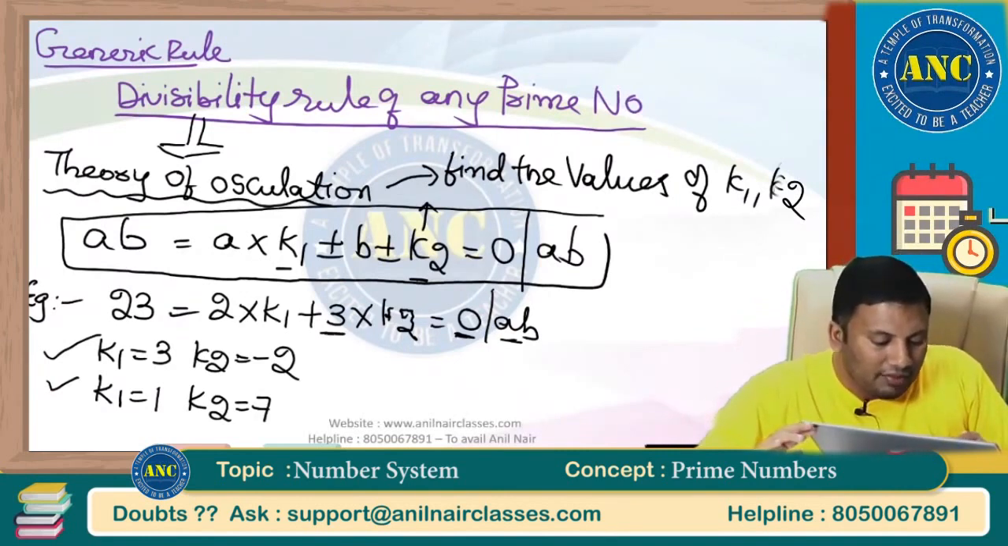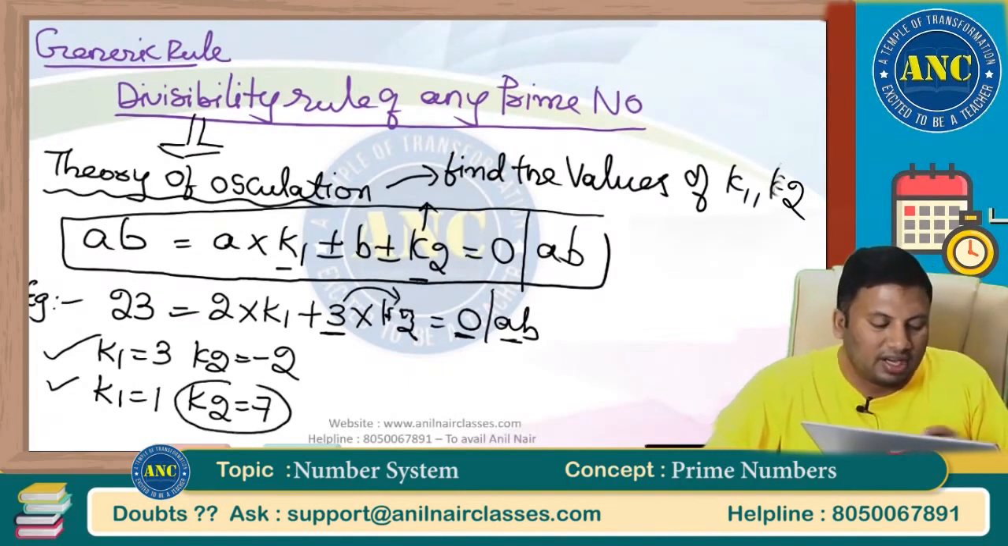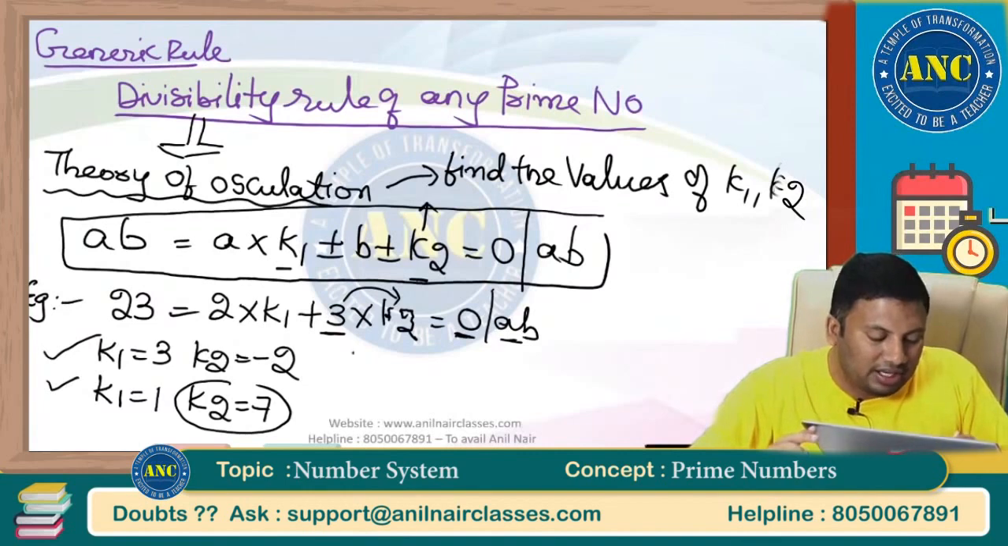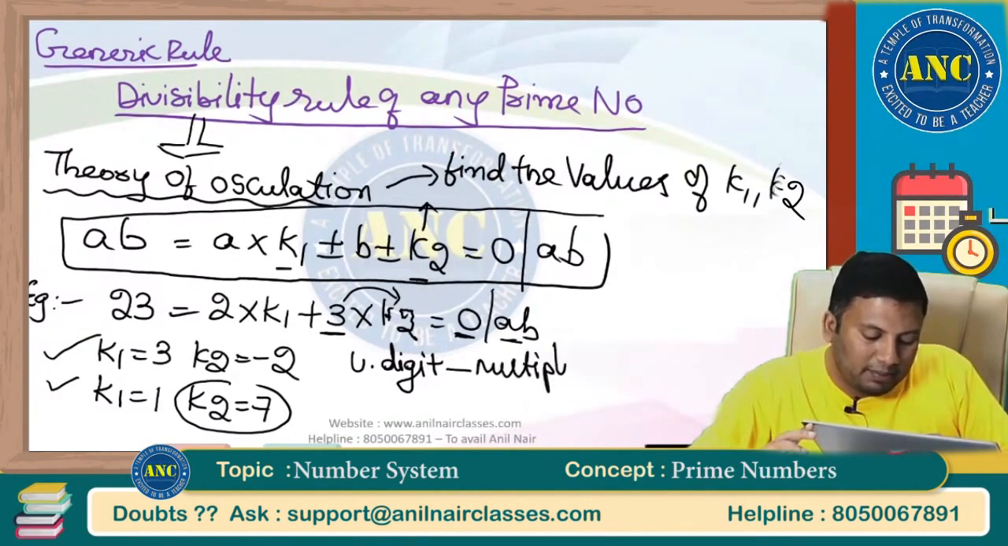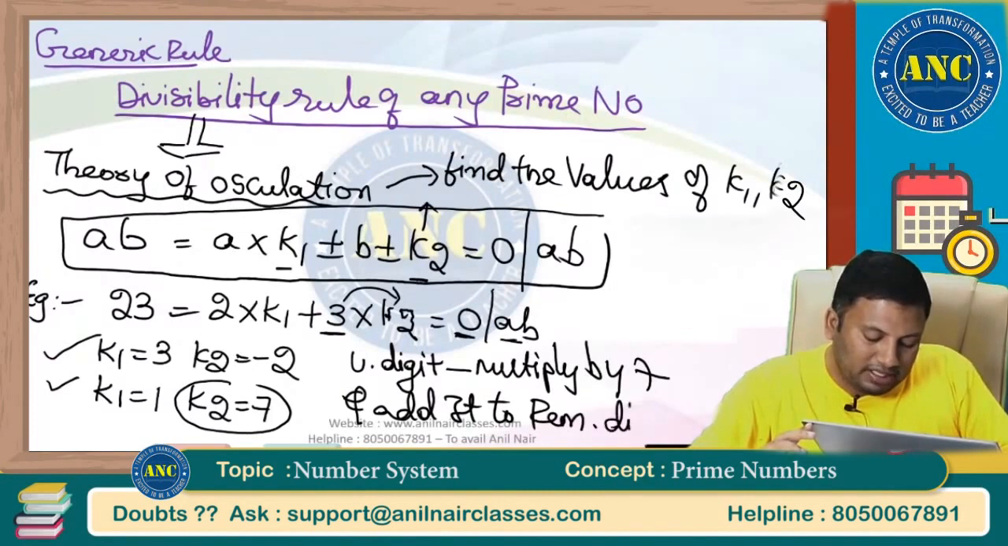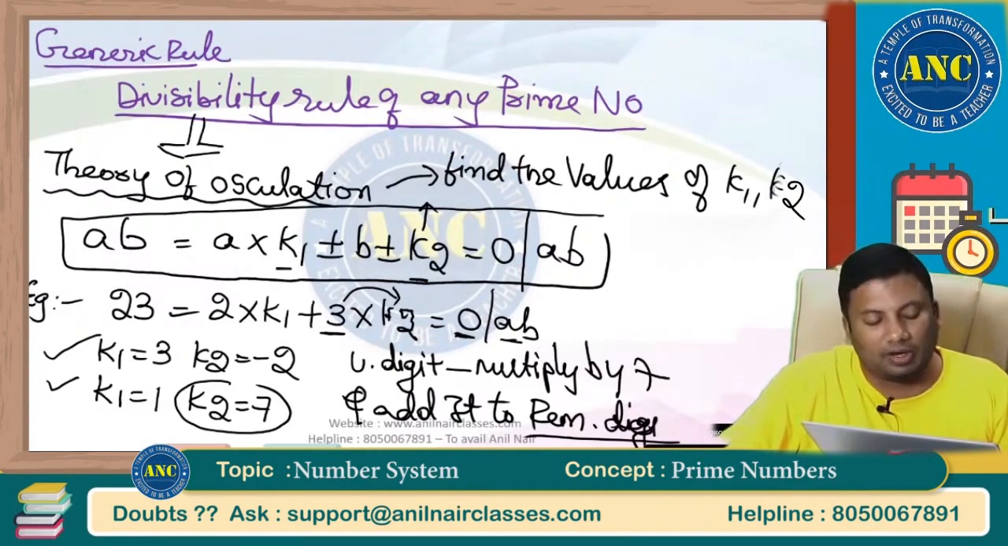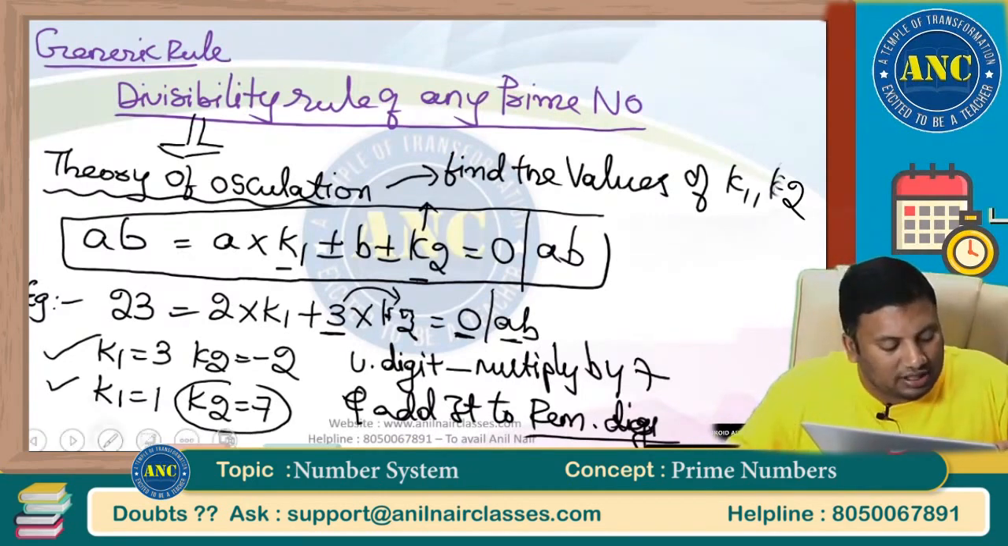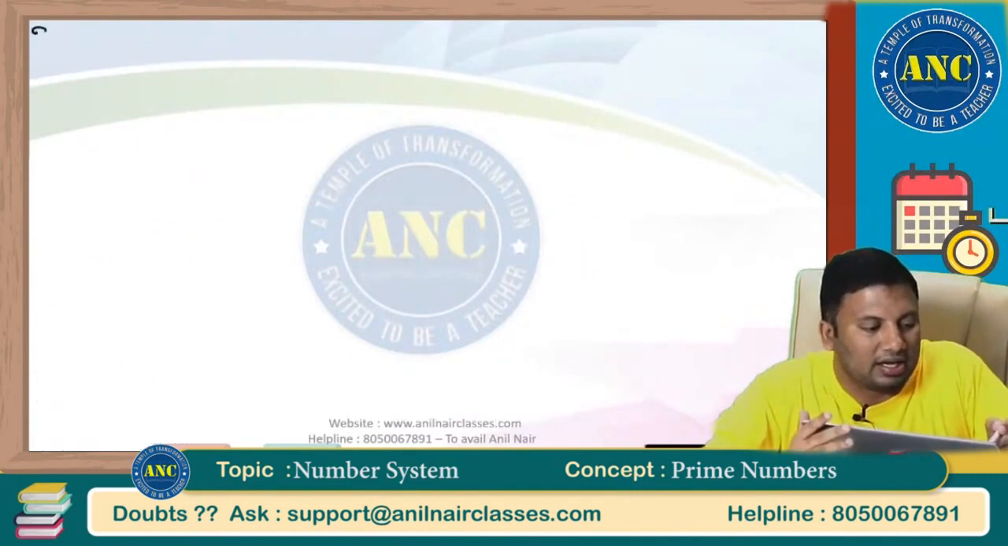Now, this 3 is multiplied by K2, which is nothing but 7. So the divisibility rule of 23 is: take the unit digit, multiply it by 7, and add it to the remaining part. If I take the unit digit, multiply by 7 and add it to the remaining digits, that will become the divisibility rule for 23. Let me do it with an example, it will be clear.